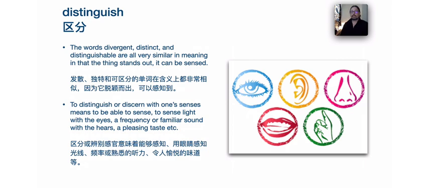And finally, distinguish. The words divergent, distinct, and distinguishable are all very similar in meaning in that the thing stands out. It can be sensed. To distinguish or discern with one's senses means to be able to sense. To sense light with the eyes, a frequency or familiar sound with the ears, or a pleasing taste, and so on.